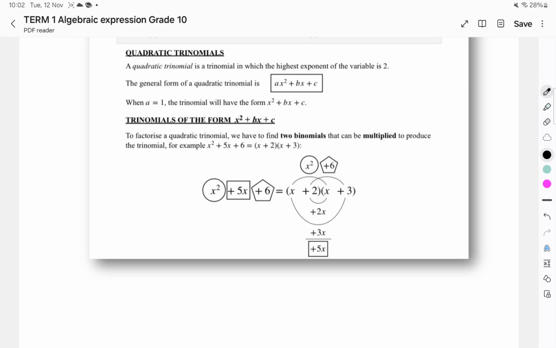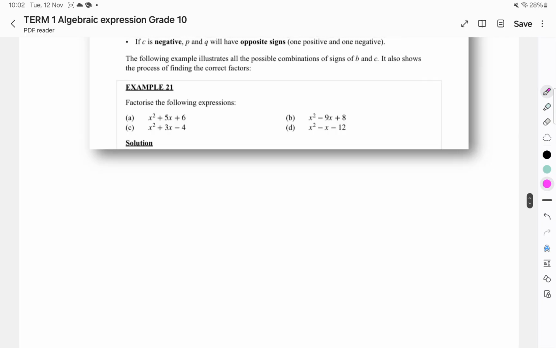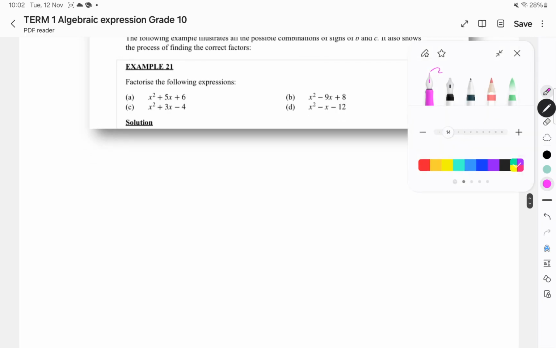We're going to factorize trinomials. So let's read what that is. A quadratic trinomial is a trinomial in which the highest exponent in the variable is 2. Mostly when you see a picture like this, just know that it is a trinomial. Do you understand? And then from there, I'm just going to explain the notes the best possible way I can for you.